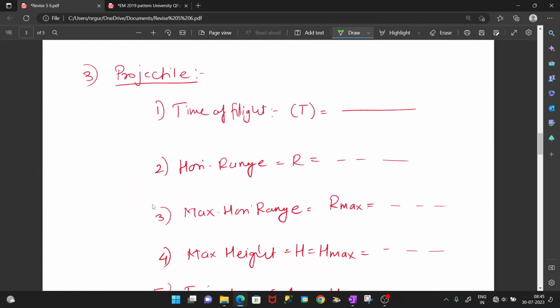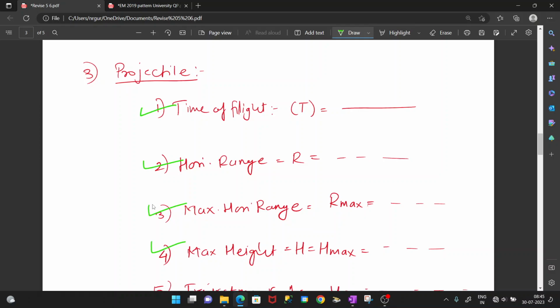Last part is projectile motion. So in projectile motion, these five formulas are important. What is this?